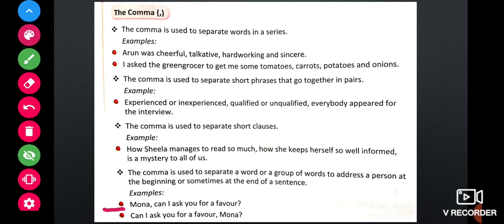Look at this sentence. Here the sentence starts with Mona. Can I ask you a favor? So here the comma will be used after Mona because there's nothing before Mona. Look at the second example. Can I ask you for a favor, Mona? So here before the name of the person, the comma will be used because after this there's nothing. So whenever we are addressing a person, whenever we are calling a person by their name, we use a comma either before the name of the person or after the name of the person.